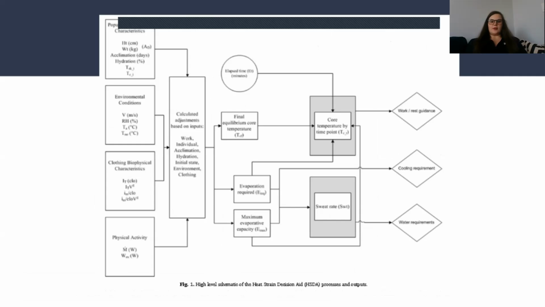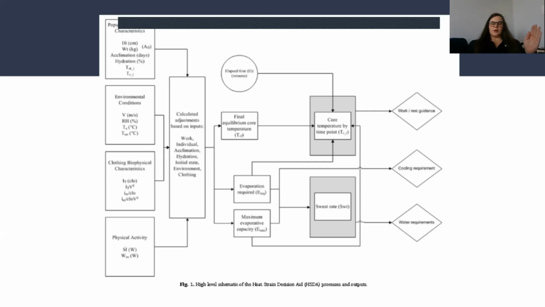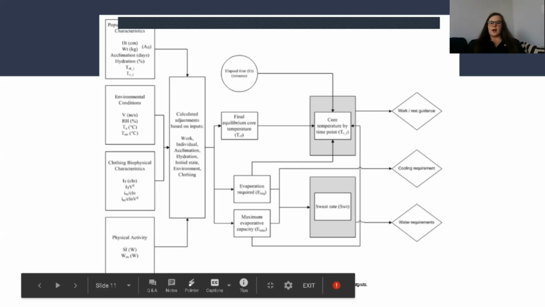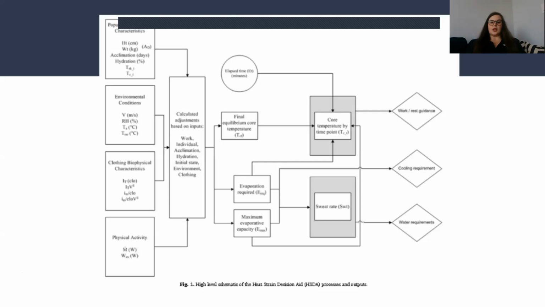And then again, I thought this was kind of interesting, that within their methods they are very meticulously going over these different environmental conditions, biophysical characteristics, and physical activity, just to give each person a good look over of what they're doing, and then their different hydration levels, environment, clothing, the different work that they're doing in their activity, and then their sweat rates, their core temperatures, and then they're getting these different kinds of readings out in the HSDA score, excuse me.